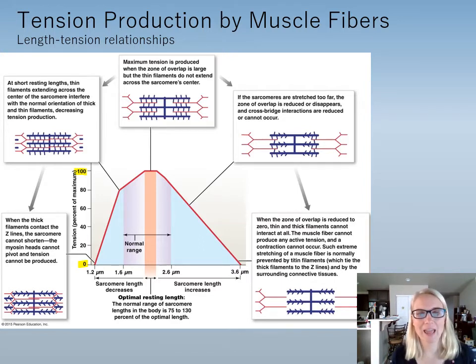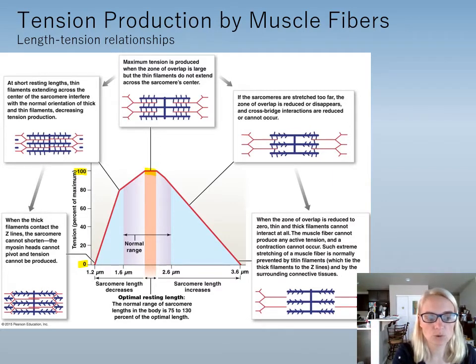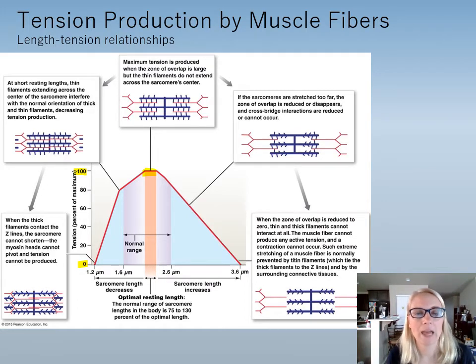So there is an optimal length of your sarcomere, kind of right in this short little zone of this length tension relationship. That's going to be your optimal length of your sarcomere between Z disc to Z disc when that contraction starts, and you're going to reach that peak 100% tension production. But we have a normal range, right? So we're going to stay within a little bit on either side of that optimal.